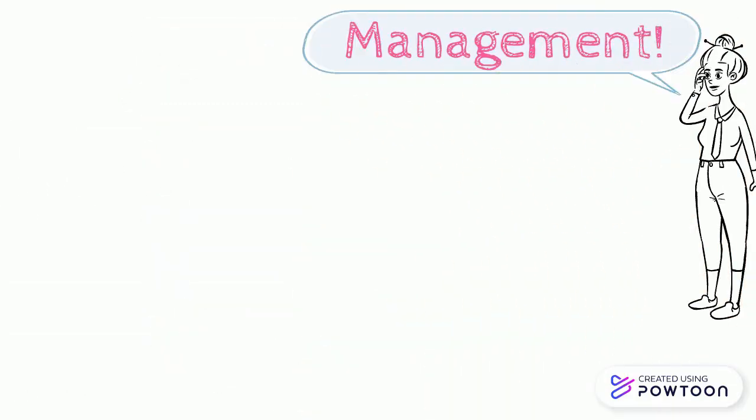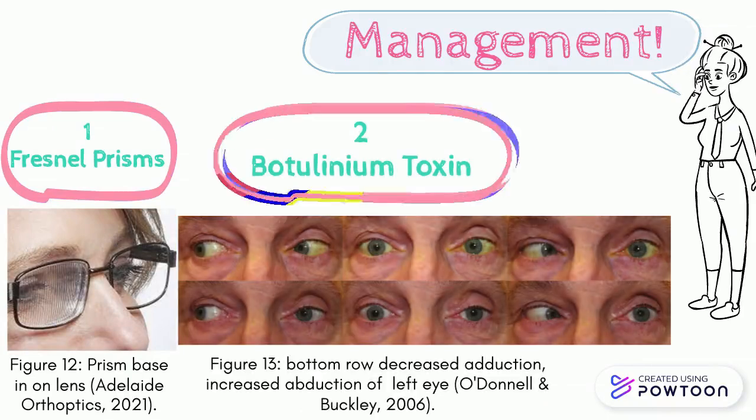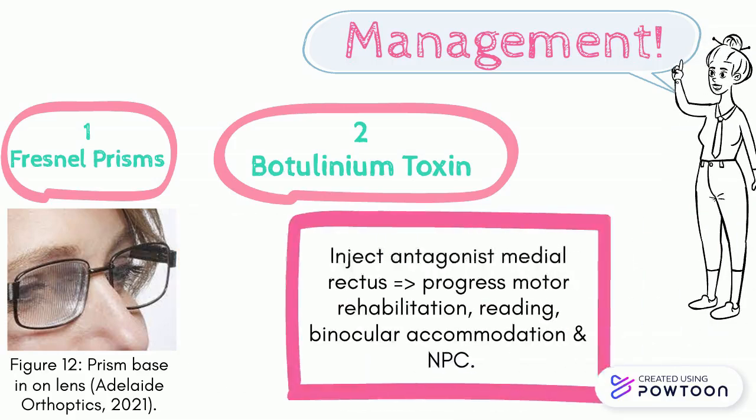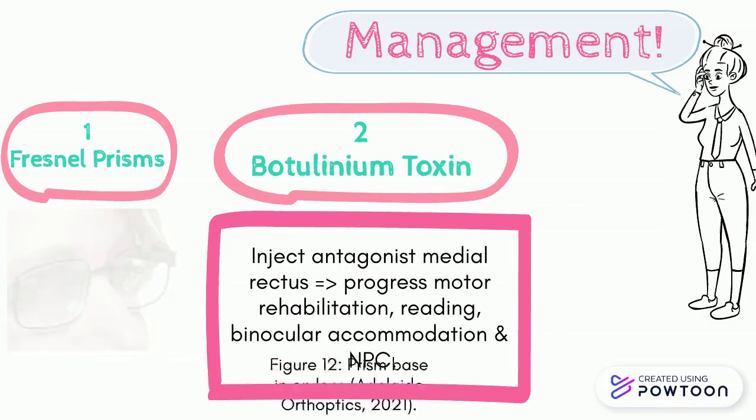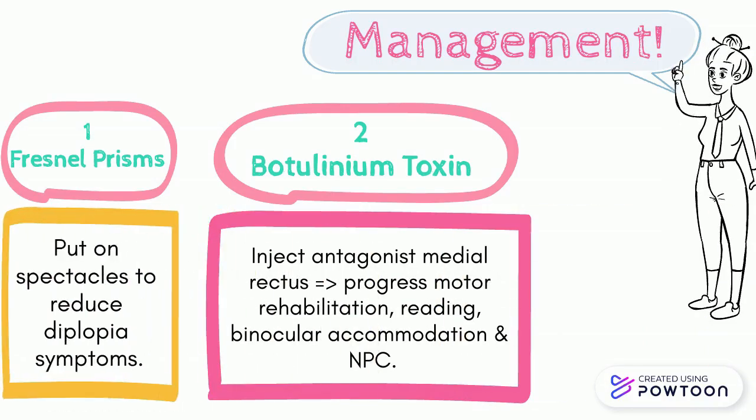Management should be compensating prisms or botulinum toxin injections for diplopia and head tilt prevention. Acute SNP patients with injection into the ipsilateral eye can reach a recovery of under 10 prism diopters deviation and have progression in motor rehabilitation, reading, binocular accommodation, and near-point convergence. Adverse effects include transient ptosis or vertical deviations. Fresnel prisms can be put on spectacles to fix eye misalignment and reduce diplopia symptoms.